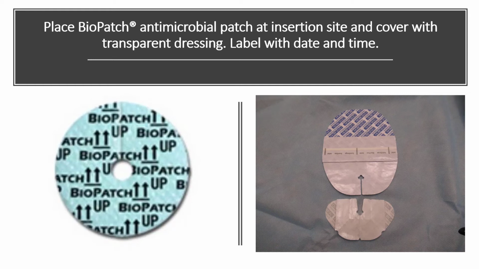Here's an example of the biopatch. The biopatch goes between the skin and the back of the Huber needle, and then you have your kit with it, which is a transparent dressing, very similar to the IV kits that we have. It's just much larger to cover the area.